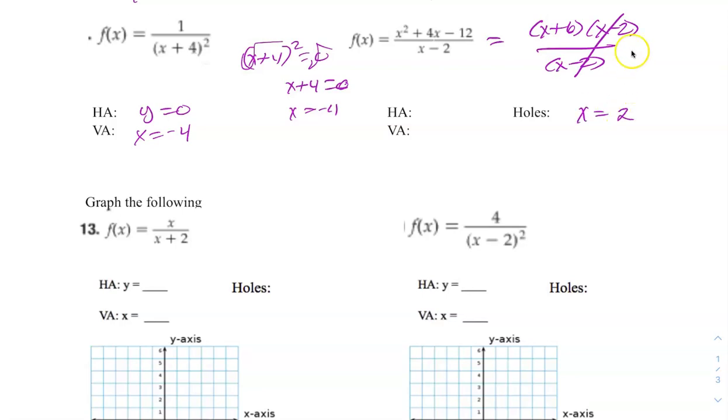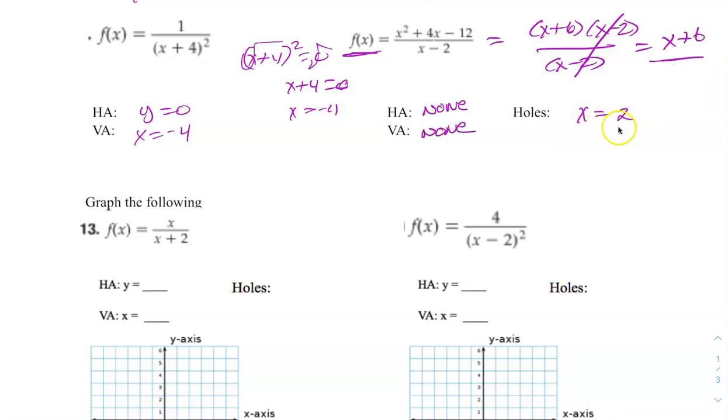Now, remember, we're not done with the problem. There's still leftover. The problem is x plus 6 now. So this equation here is just x plus 6. So what does that mean? Horizontal asymptote. Well, there's no power on the bottom, so the top power is bigger. So none. Vertical asymptote. Well, there's no denominator, so none again.